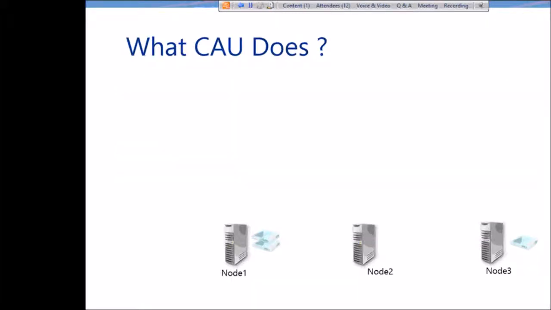We've got 3 nodes here, node 1, node 2, and node 3. I have a 3-node cluster, and I have some resources running on node 1. Those are the light blue icons that we have. Node 3 also has one resource running on it. Node 2 is a passive node. It doesn't have any services running on it as of now. So let's see what happens when CAU, the cluster-aware update, starts the update process.